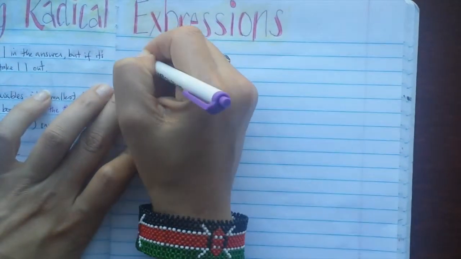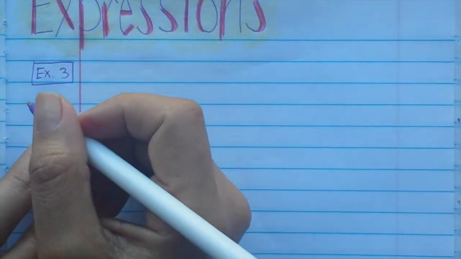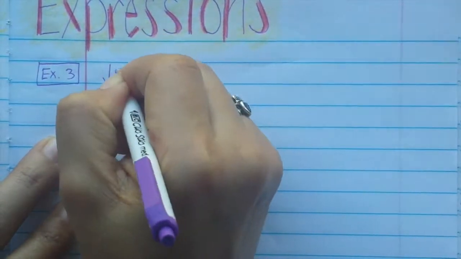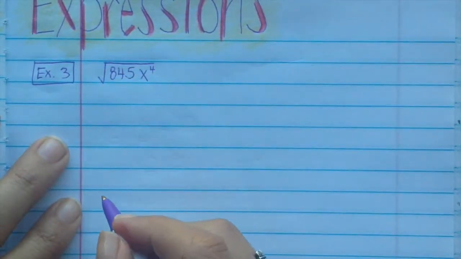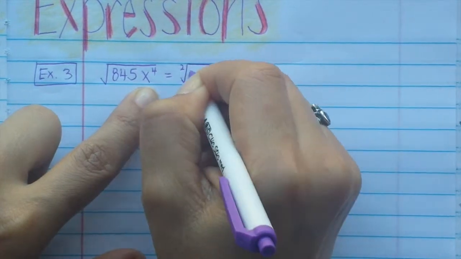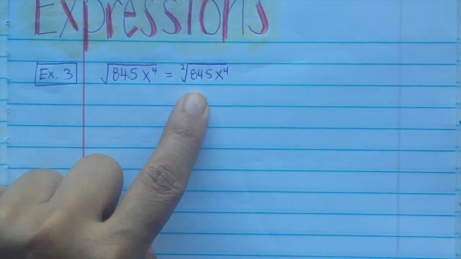Alright, take a look at another example. Example 3, let's say we're breaking down the square root of 845x to the 4th power. And remember, I told you that you can write square root just like that without the number outside. But we're going to rewrite it with the number outside so we know how many to take out. So I'm going to write a 2. So square root is automatically always a 2. Alright, so again, break 845 down.